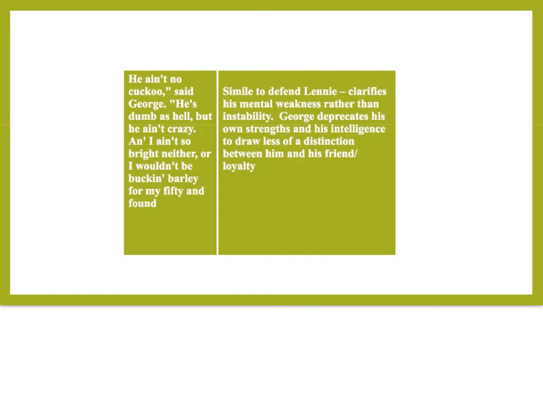So he's not clever, but he says, oh, he's not clever, but I'm not clever either. So what he does is he compares himself to Lennie in order to make it seem as if Lennie is not so mentally unstable or so crazy as to be someone that you would be scared of. So what we have here is that George lessens his own status. He has this self-deprecation. He lowers his own status and his own strength to draw less of a distinction between himself and Lennie. That's a very loyal thing to do. That's a very unselfish thing to do. But George is loyal and unselfish.